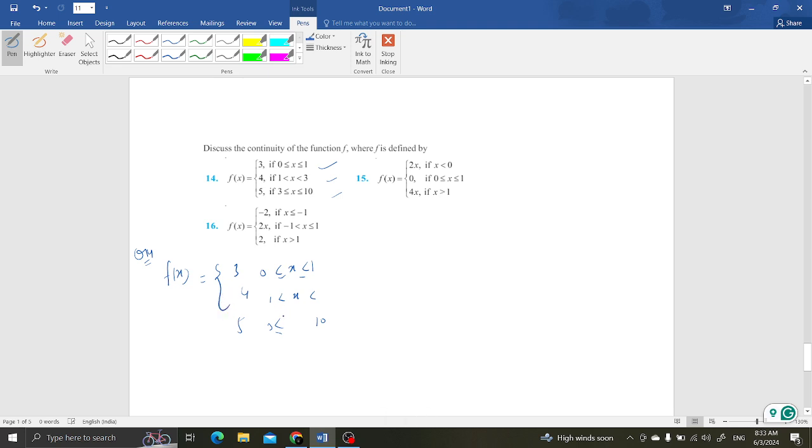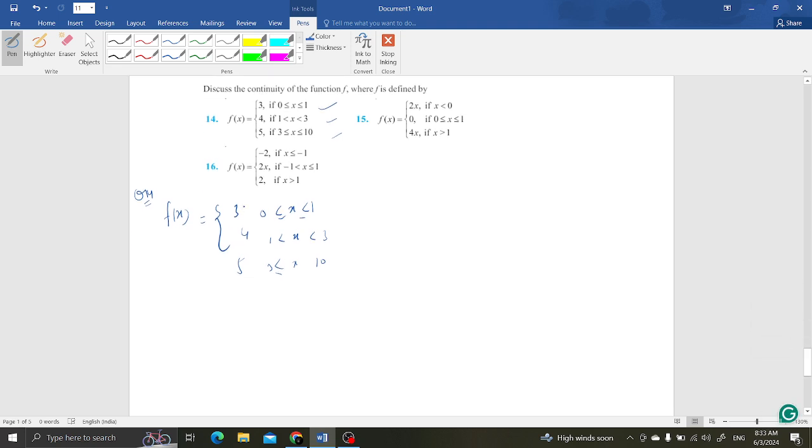Okay, 1, 2, 3, and here 3, like this one. Okay, now how can we proceed in this question? See how we can proceed in this question.